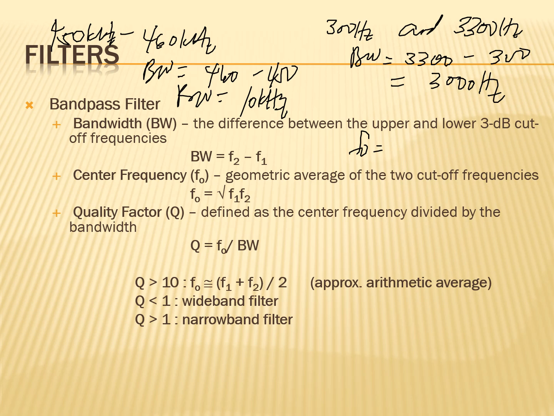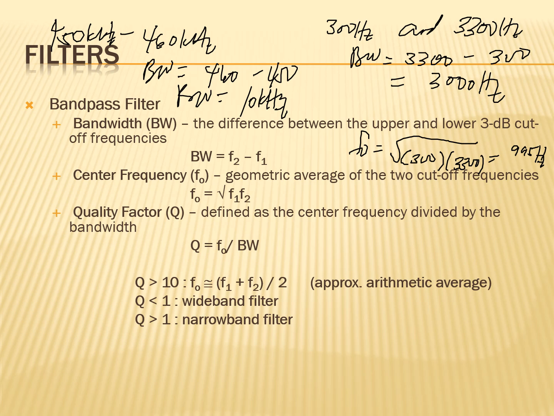Okay, so if we have to get the center frequency for this 300 and 3,300, that will be given by the square root of 300 multiplied by 3,300. This will give us a value of 995 hertz. So what do we mean by this? What is this particular application? You might be familiar with the 300 and 3,300 hertz. Actually, this 300 to 3,300 hertz is being made use of to separate phone conversations.